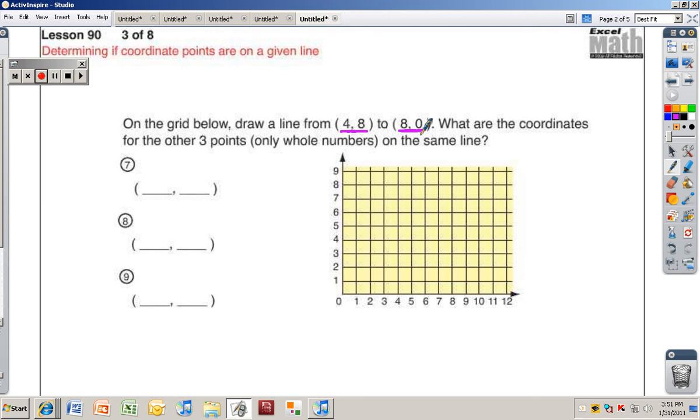So you're going to draw a line from 4-8 to 8-0. So you have to find those 2 spots. I want you to use a straight edge, like a ruler or the edge of a book or something like that, to connect those 2 dots. And then you're going to find the other 3 points that are on that line and fill them in here. So go ahead and do that. Pause the video, and then turn it back on when you're ready to see the solution.